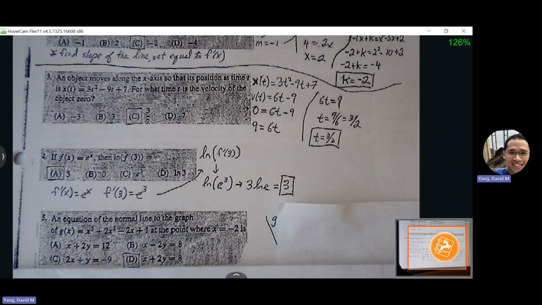Number 4, we find f prime. We plug 3 into f prime. We get that number, and then we substitute that in for where the f prime of 3 is. And natural log of e to the 3. You know, natural log and exponential e to the x are going to cancel each other out. The only thing left is going to be that 3.